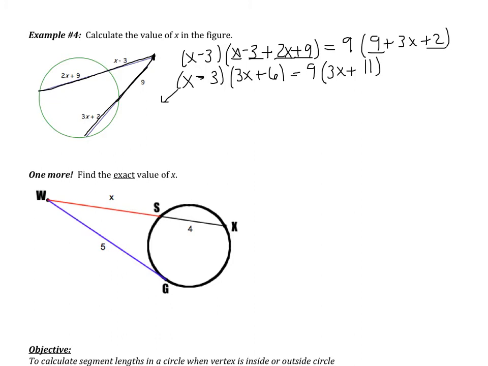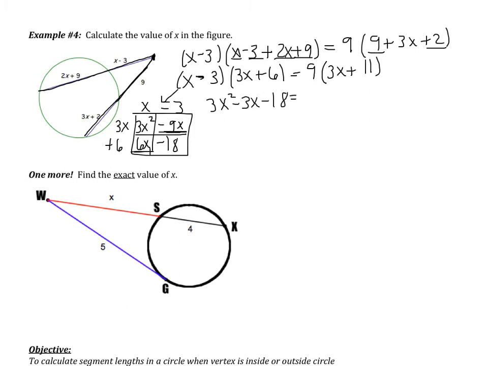Now here's where I'm going to have to draw a box to multiply these, or some of you use that other term that I'm not going to say. 3x and x is 3x squared. 3x and negative 3 is negative 9x. 6 and x is 6x. 6 and negative 3 is negative 18. So the left side really is 3x squared, and then negative 9x plus 6x becomes negative 3x, then minus 18 equals. When I distribute the 9, I get 27x plus 99.